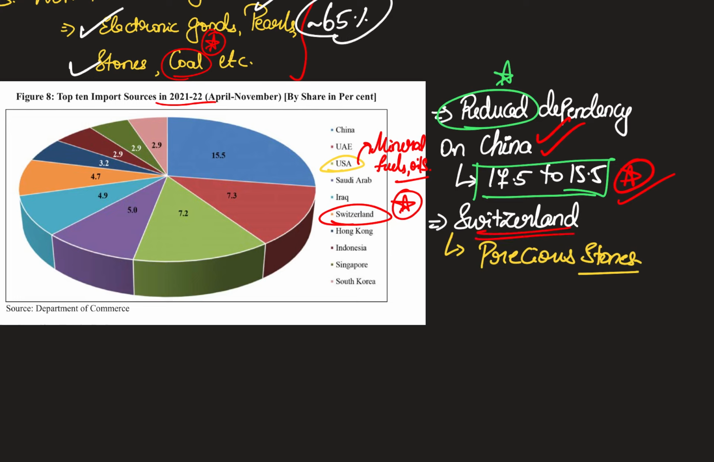Secondly, Switzerland. Why is this small country even a source of our imports? It is because of the dependency on Switzerland for our precious stones. That is why we have this. And as far as USA is concerned, the top items constitute mineral fuels, oils, etc.